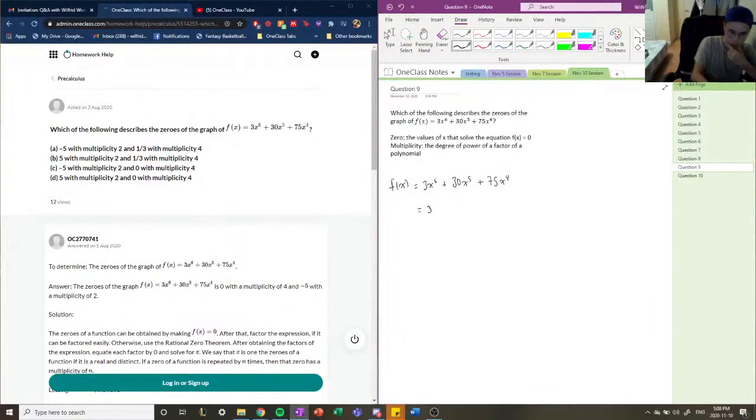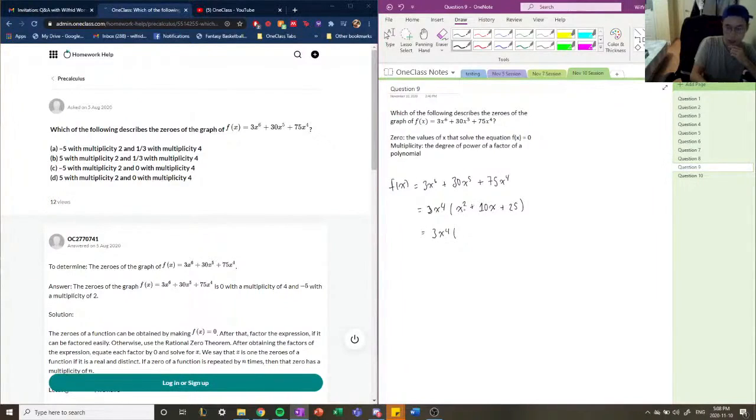So let's factor out 3x to the power of 4. And what do we get? So factoring 3x to the power of 4 out of this, we get x squared. What do we get here? We get 10x. And what do we get here? We get 25. Okay, so now, given our strategy, we have a second-degree polynomial that we can use cross-multiplication to factor. Okay? So if we're using cross-multiplication, I'll just do it on the side here.